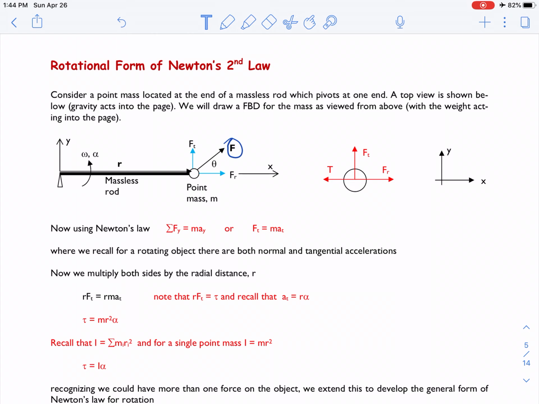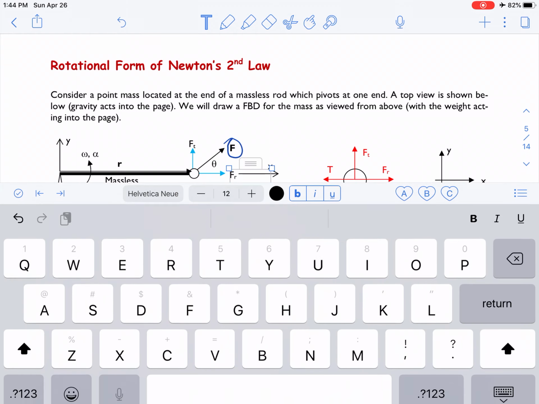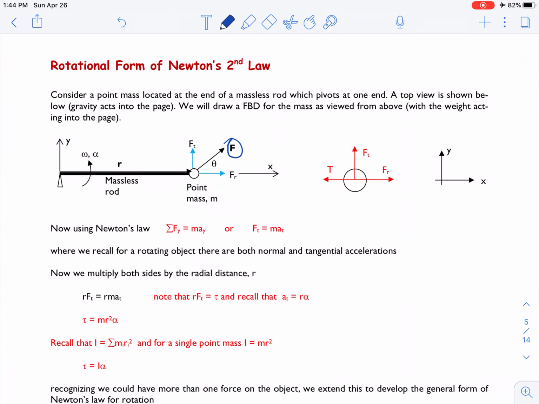So what force is acting on the mass? We can see F, and it has two components as we discussed before. We have the radial component along this R direction, because R is our radius, right? And the tangential one is perpendicular to this R. So those are the components of F. What else do we have?